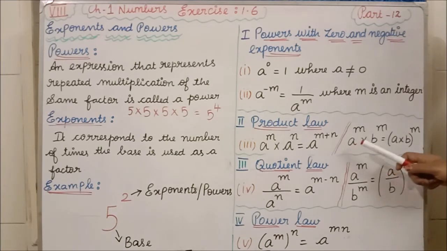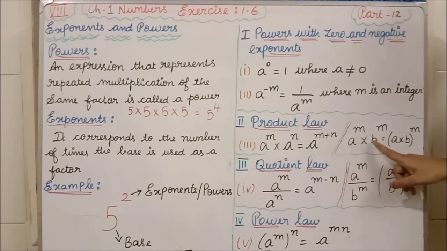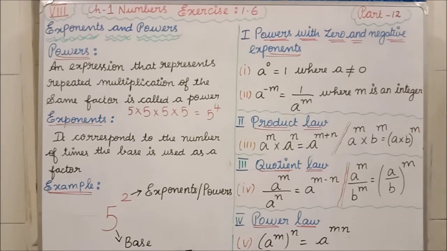Now here also it is the product law. Here the base is A, here the base is B. Are the bases same? No. If the bases are not same, we just multiply: A into B. But if you see the power, we have the same power, here m and here m. So write it commonly as one m. Clear all of you? Product law.